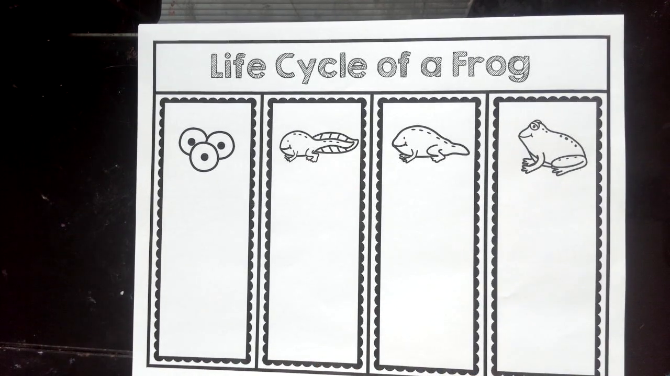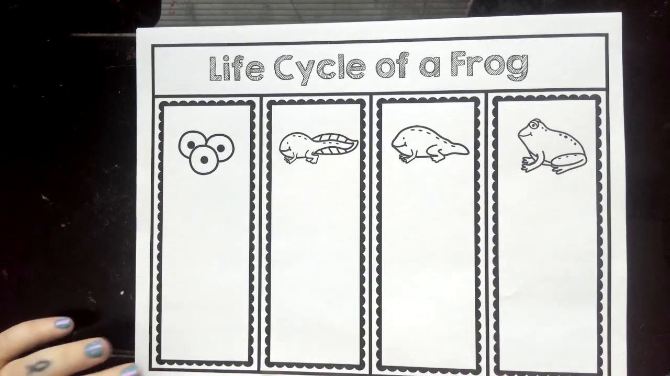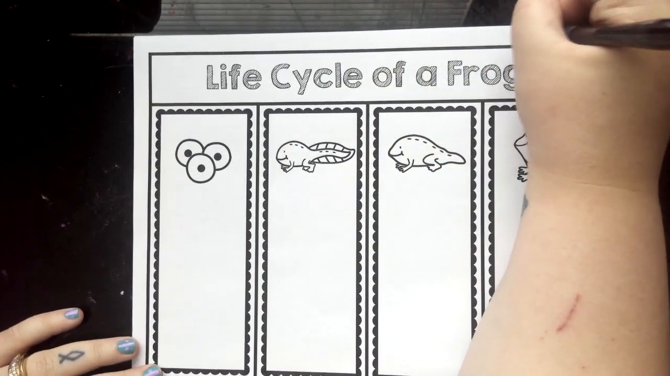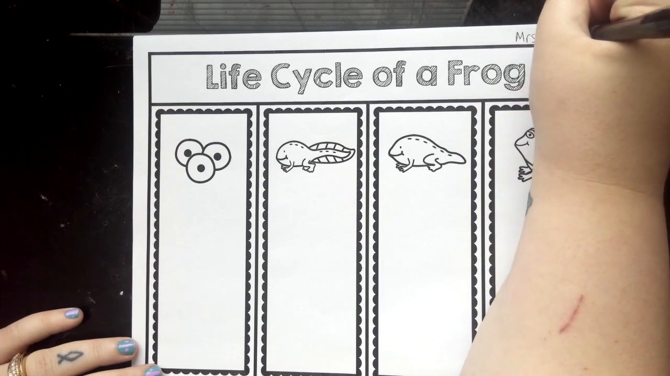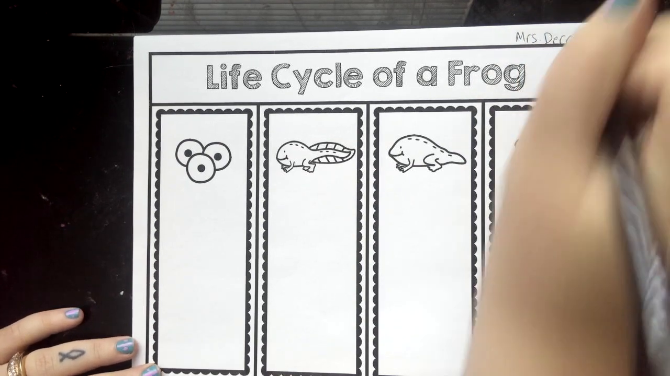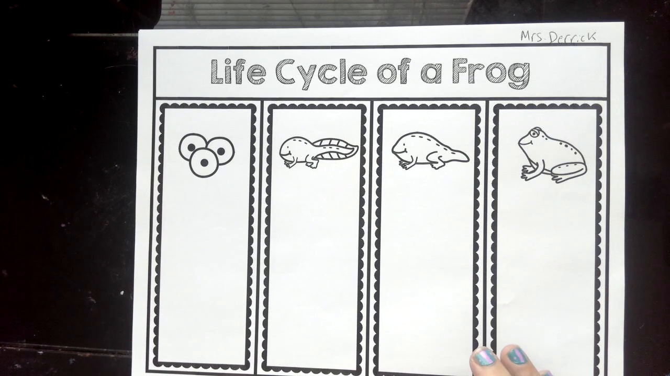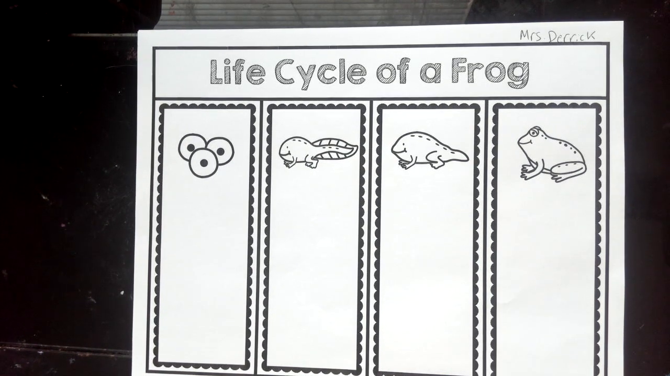Okay, with this organizer we are going to be writing about the different stages of our frog's life cycle. I'm writing my name at the top. If you want to print this out, go for it. And I would love to see pictures if you print it out. I want to see what you wrote. You can write what I do, or you can come up with something similar.